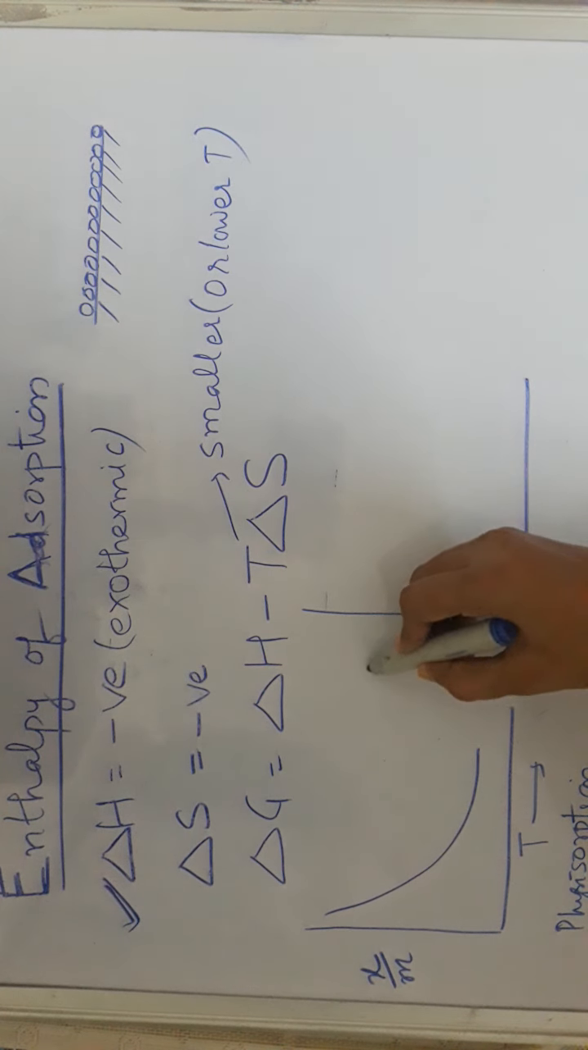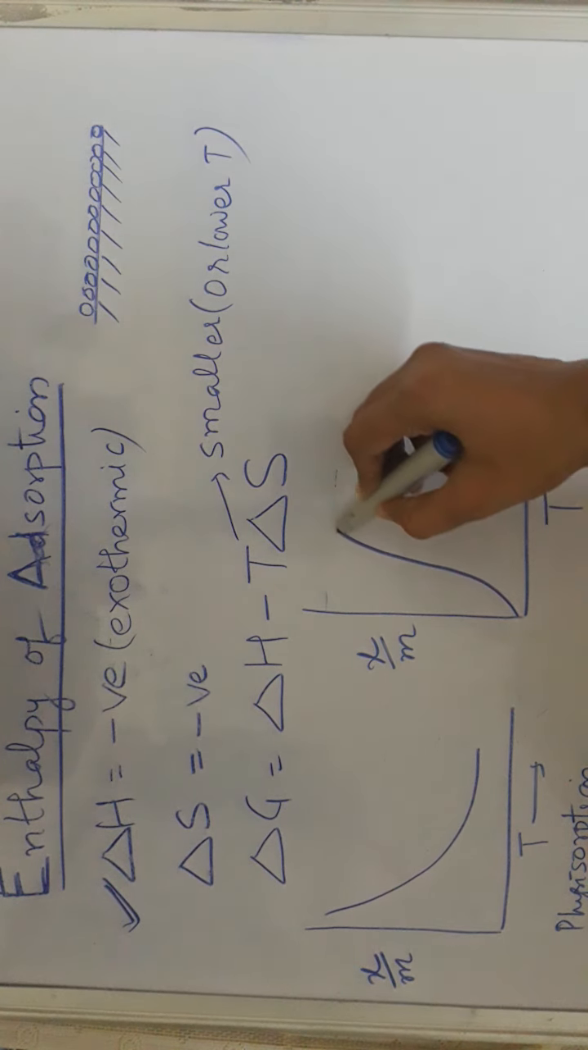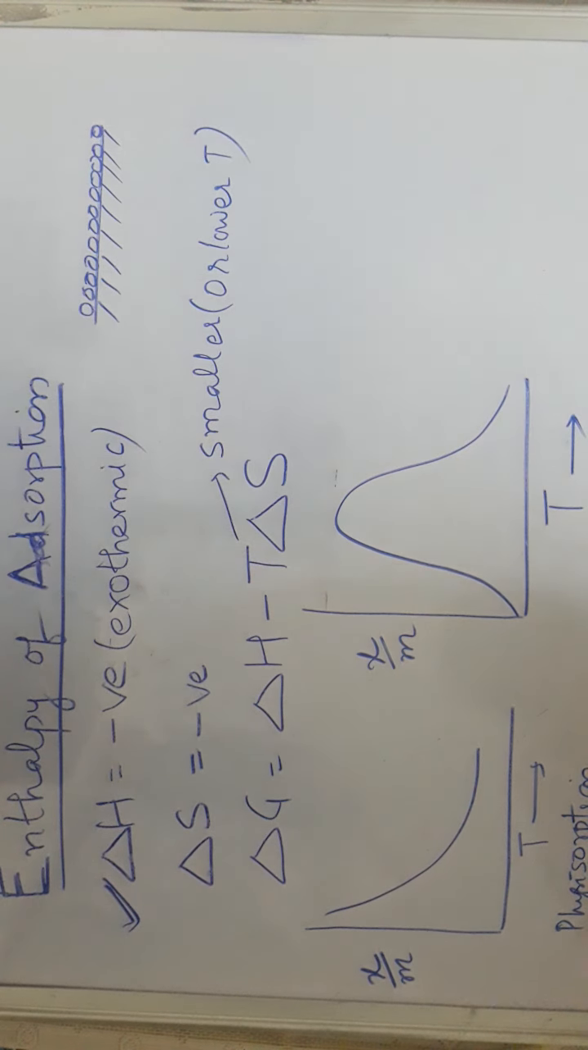For chemisorption, if we study the extent of adsorption with temperature, the nature of the graph is different. It is in this manner. It means the extent of adsorption first increases with increase in temperature. You can see there is an increase in extent of adsorption on increasing the temperature, it reaches a maximum, and then again at higher temperature there is a decrease in the extent of adsorption.